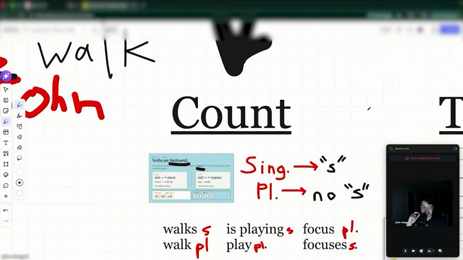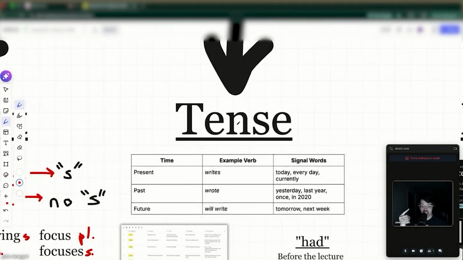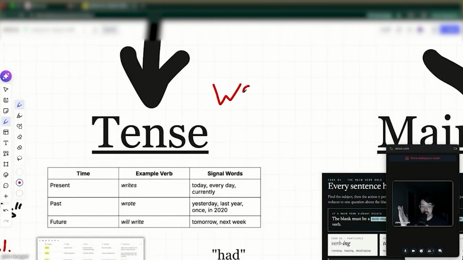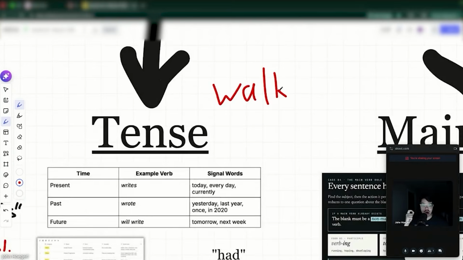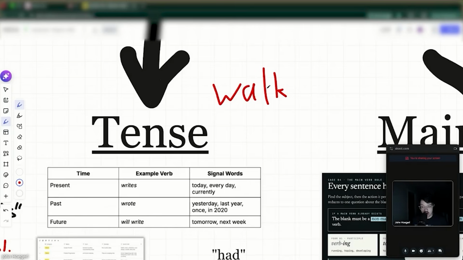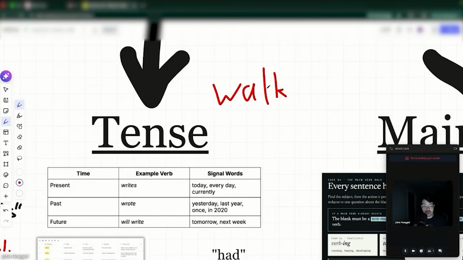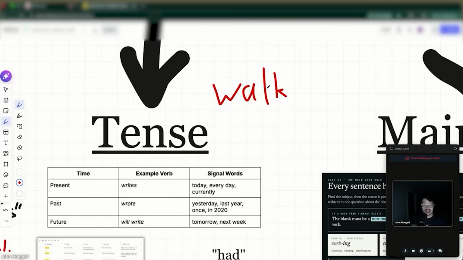So that's count. The second thing is tense. You're probably pretty familiar with this. Basically, if I were to say a verb like walk, how do I know when it is happening? Is the walking happening right now? Like, are you walking as I talk right now? Or would it be walking that happened in the past? Like, could it be walking that happened yesterday? Or could it be walking that happens in the future? Like, it's going to be you walking tomorrow. So that's what tense is all about.